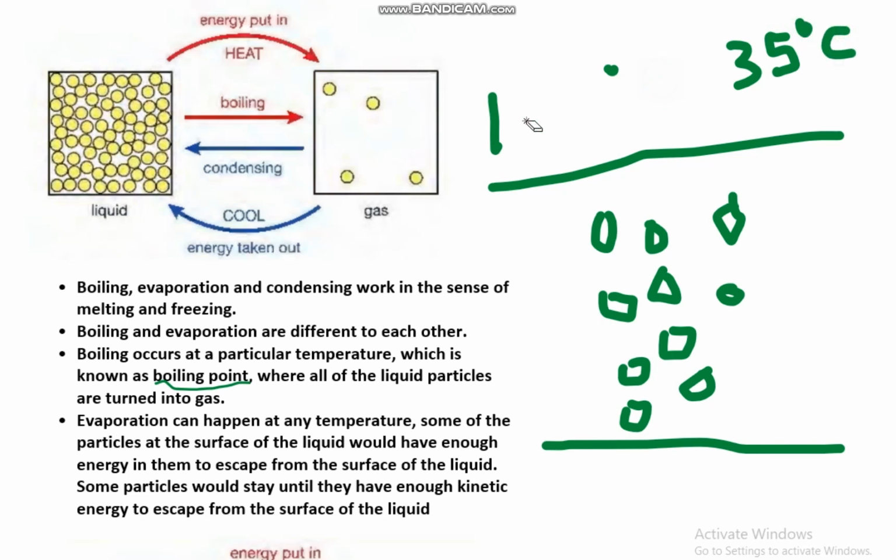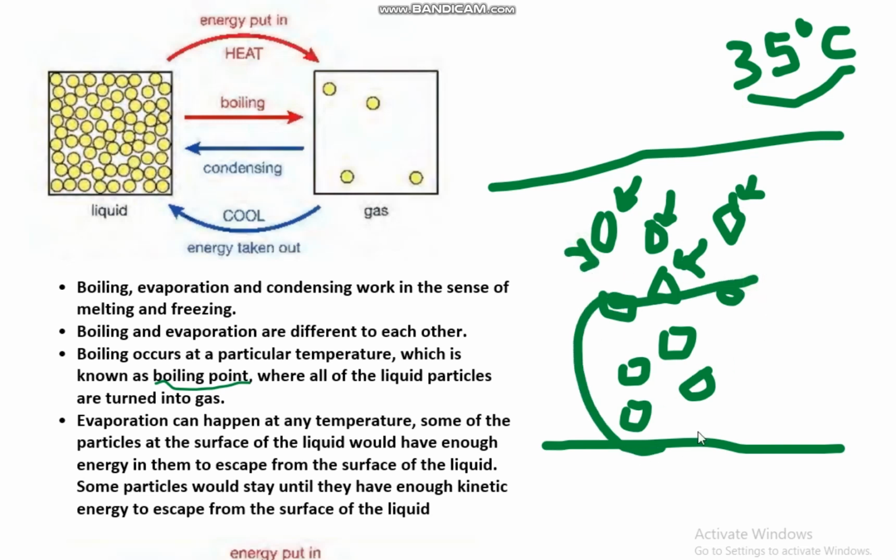This is an imaginative scenario. Some of these particles have kinetic energy, or rather the kinetic energy increases at this temperature. So these four particles have had their kinetic energy raised because of this temperature, and it has caused them to move around, which causes them to become gas. So these four particles have turned into gas, but these particles are still liquid.